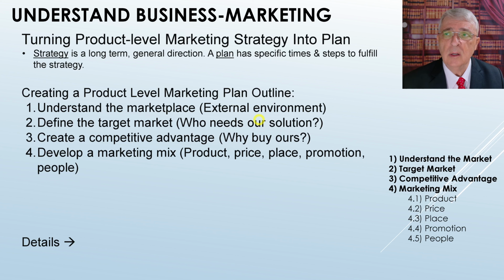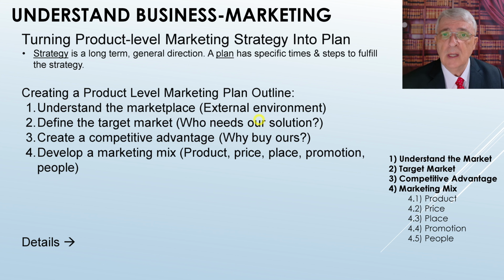Well, a strategy is a long-term general direction, and a plan has specific times and steps to fulfill that strategy. In other words, if you have a strategy and no plan to meet it, you're on a road to failure. So the plan will have dates and times and people assigned to do those tasks. Creating a product level marketing plan outline.